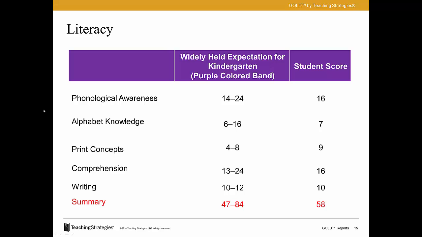A lot of our reports, though, are looking at the area level. To get the area, all you do is sum up all of the lower bounds and the upper bounds, and that gives you your range for that area. So the widely held expectation range for the purple color band for literacy is 47 to 84. If our student here scored all of these scores listed on the right, we sum all those together, we get 58. They're within their widely held expectation range for that particular area.